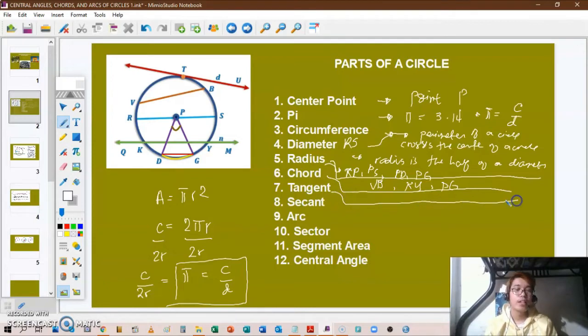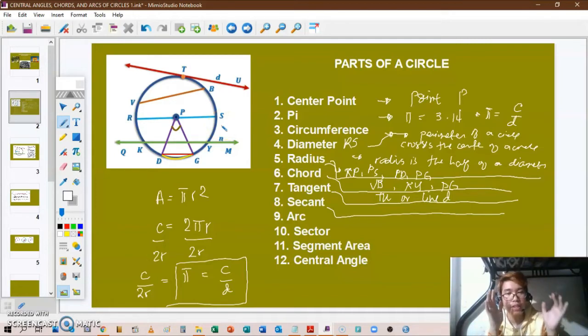And then we have the tangent line. The tangent line is a line that intersects a circle at only one given point. For this one, the tangent line is TU, or line d. Then we have the secant. The secant is a line that intersects a circle at 2 distinct points, and it can go beyond the circle. That's the difference between the chord and the secant. A chord is limited inside the circle, while a secant can go externally, from left to right of a circle. Here, the secant is QM.